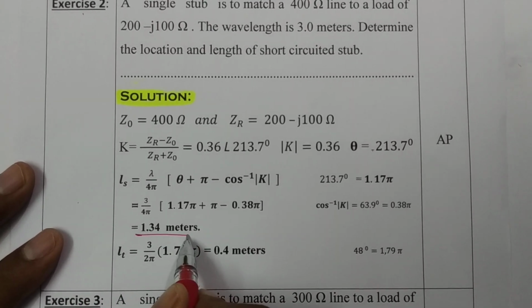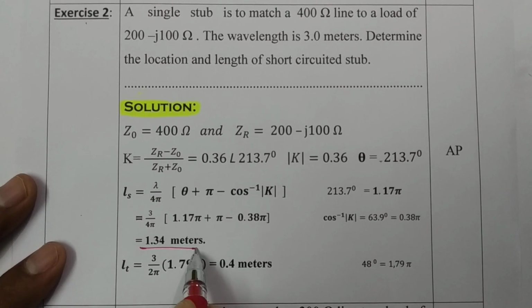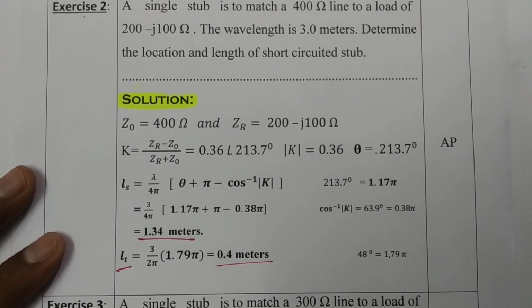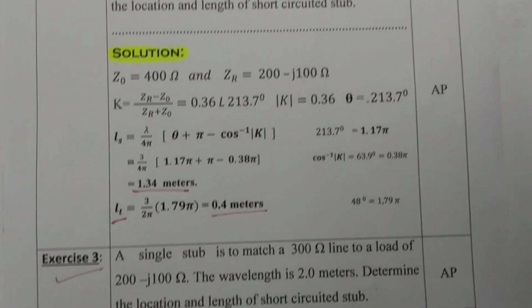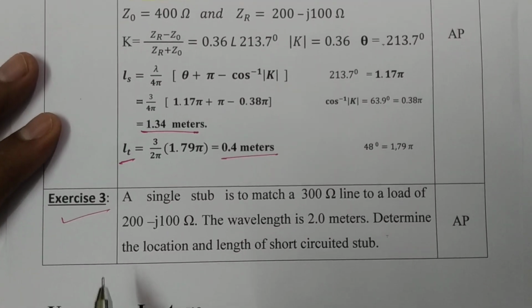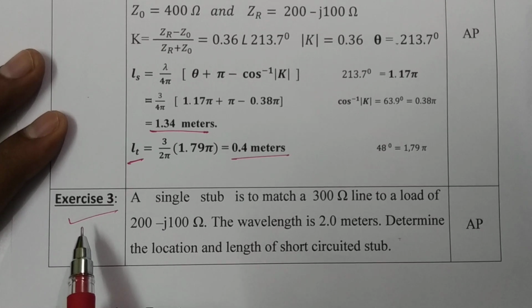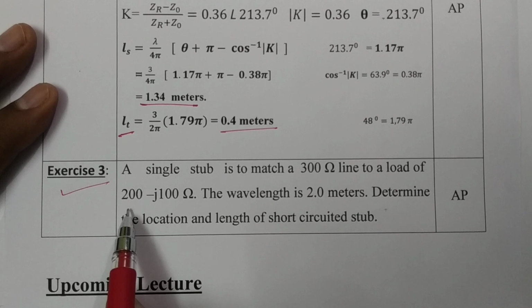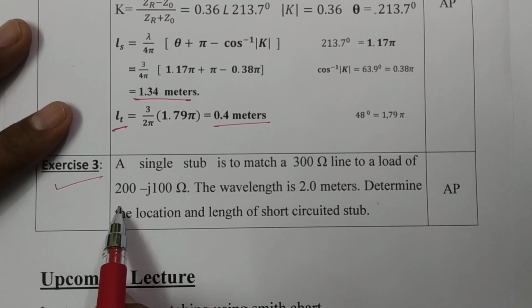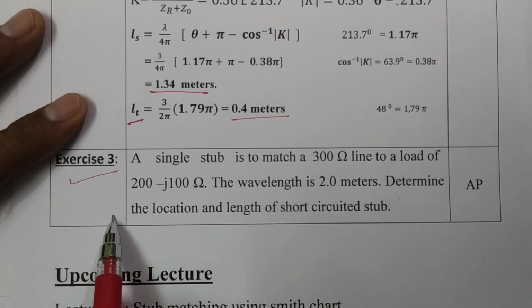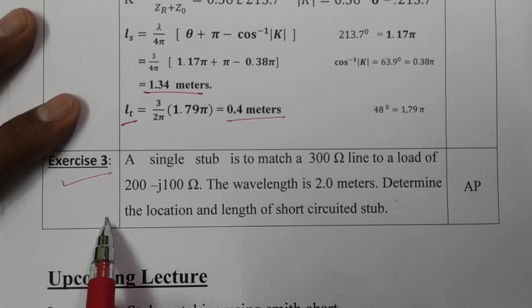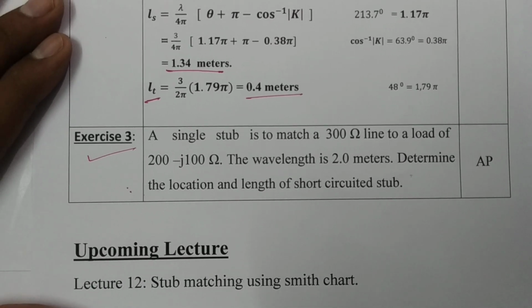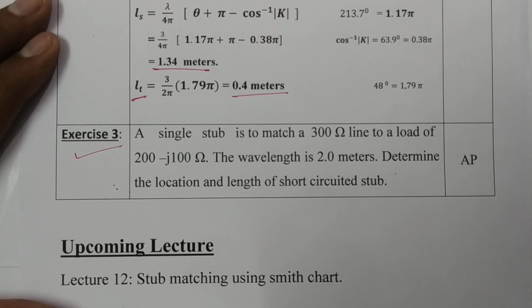Ls value is 1.34 meters and Lt is equal to 0.34 meters. Exercise 3. A single stub is to match a 300 ohm line to a load of 200 minus j100 ohm. The wavelength is 2.0 meters. Determine the location and length of the short circuited stub. Follow the procedure of the above problem to determine the Ls and Lt values.